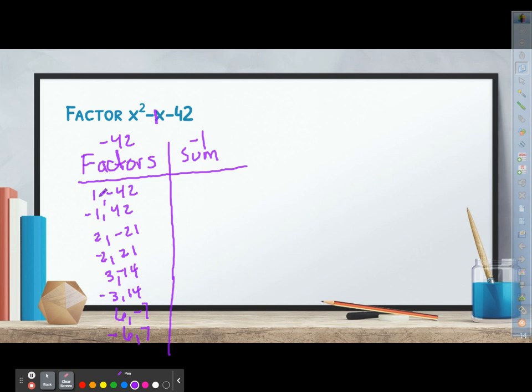All right, now let's add them together. 1 plus negative 42, negative 1 plus 42, 2 plus negative 21, negative 2 plus 21, 3 and negative 14, negative 3 and positive 14, 6 and negative 7, and negative 6 and positive 7. Okay, so which of these add up to be negative 1? Yeah, it'd be 6 and negative 7. So you would have x plus 6 times x minus 7.